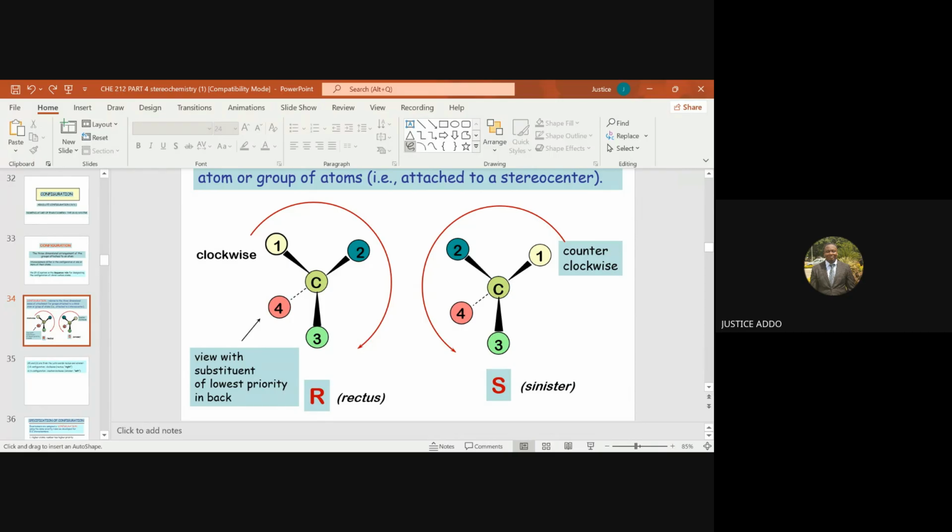The same way, you could also have these numbers 1, 2, 3, 4 arranged so that when you move from 1 to 4, the direction of movement will be anti-clockwise or counterclockwise. And that is called sinister, S.